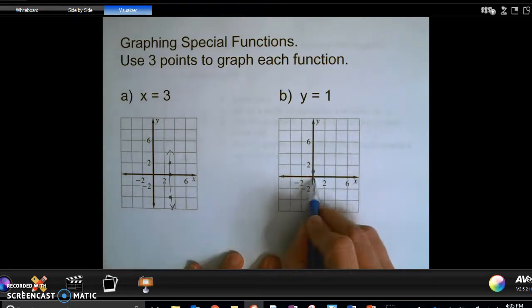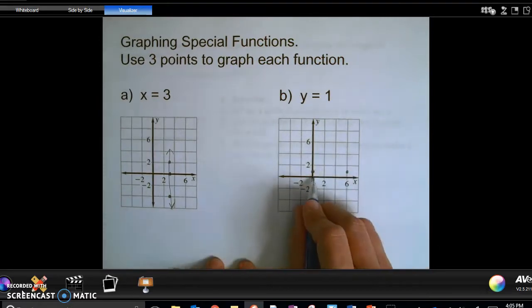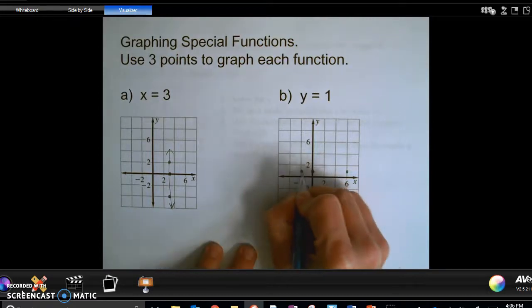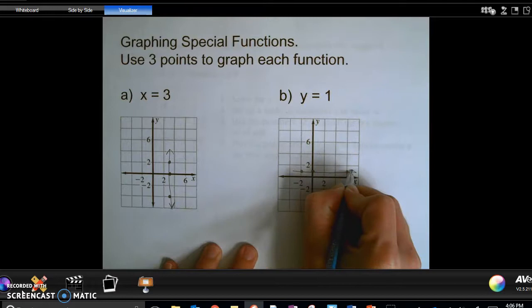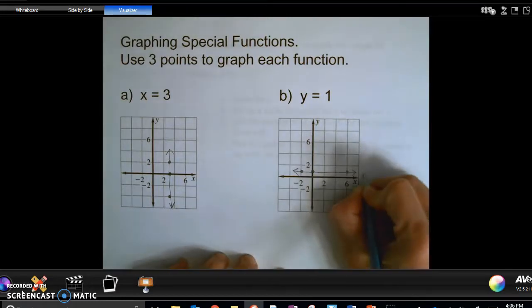But I could also go over 6, and my y value is still going to be +1. Or from the origin, I could go left 2, and my y value is still +1, which gives me a horizontal line at y equals 1.